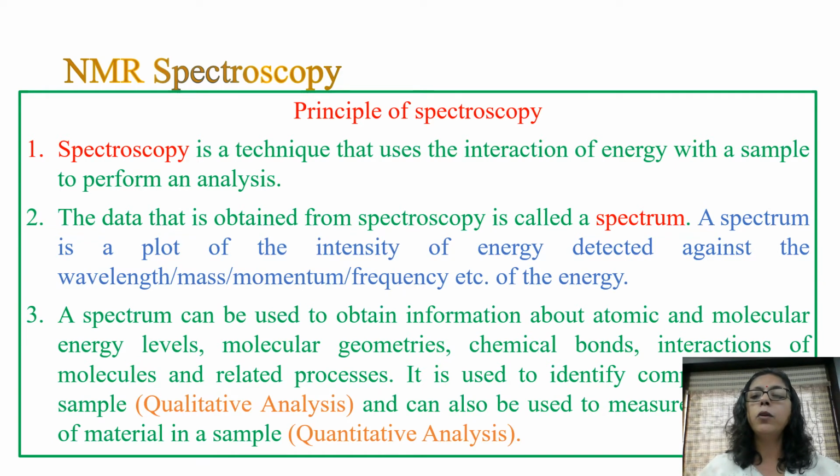A spectrum can be used to obtain information about atomic and molecular energy levels, molecular geometries, chemical bonds, interactions of molecules, and other related processes. If you use this spectroscopy for identifying the components of the sample, then you call it qualitative analysis. On the other hand, you can also use it to measure the amount of material in the sample, and then you call it quantitative analysis.